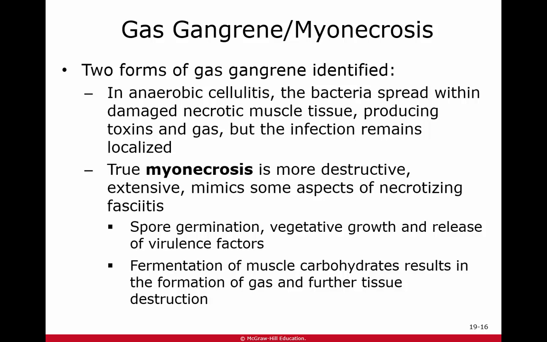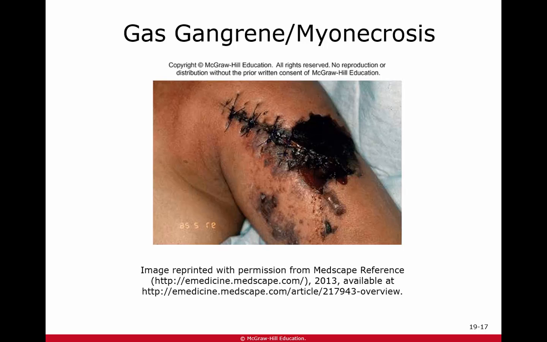With gas gangrene, there are two forms. Myonecrosis is the name. And in the anaerobic cellulitis, it spreads within damaged necrotic muscle tissue, and it produces toxins and gas, but the infection remains just in that area. It's localized. But in true myonecrosis, it's more destructive, and it will move out of that area. When the muscle carbohydrates ferment, they form gas, and that further destroys the tissue. And I think you can see here it's not pretty.